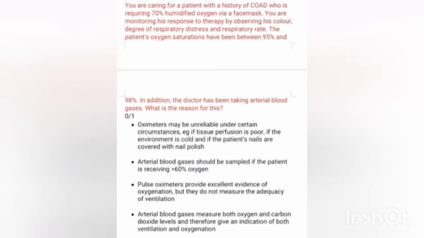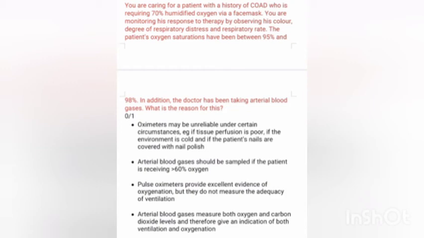Option A, oximeters may be unreliable under certain circumstances. Example, if the tissue perfusion is poor, if the environment is cold and if the patient's nails are covered with nail polish. Option B, arterial blood gases should be sampled if the patient is receiving above 60% oxygen. Option C, pulse oximeters provide excellent evidence of oxygenation, but they do not measure the adequacy of ventilation.